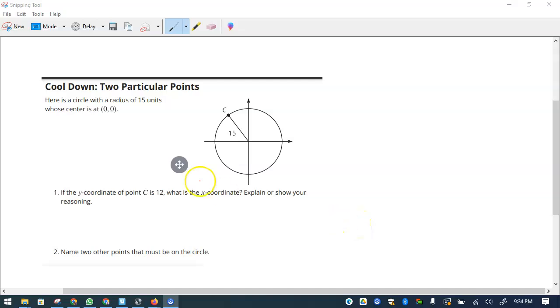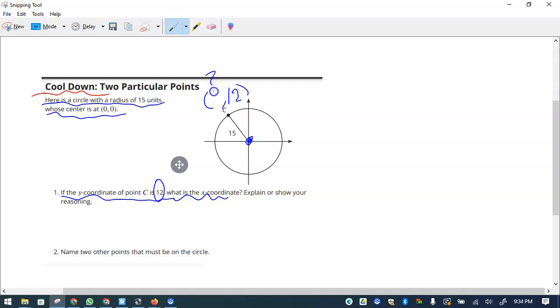So this is a pull down question which I wanted to write on the last page. There is a lot of room there. So here is a circle with radius 15, whose center is given as 0, 0. If the y coordinate of point C is given, so that means this point C, the y coordinate is 12. So this is 12. What is the x coordinate? So this is the question mark, right? Explain or show your reasoning.